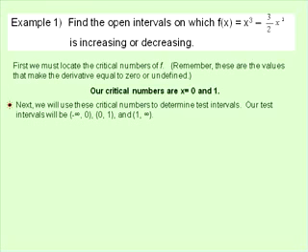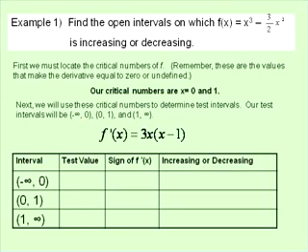Next, we will use these critical numbers to determine test intervals. Our test intervals will be from negative infinity to 0, 0 to 1, and 1 to infinity. So we have an interval on each side of each of our critical numbers. So here we have formed a table where we have our intervals. We're going to choose a test value in each interval, examine the sign of the derivative, determine if it's positive or negative, and then based on that, conclude whether or not the function is increasing or decreasing.